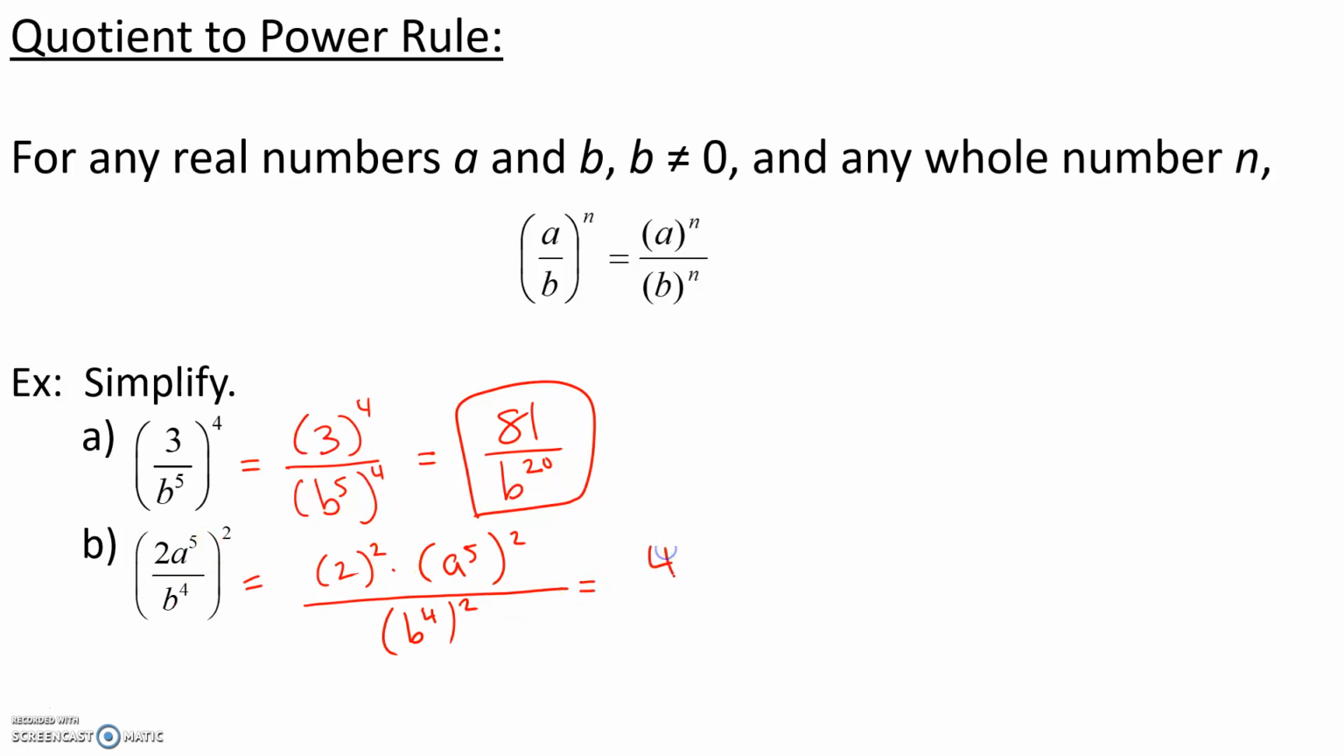2 squared is 4. a to the 5th to the 2nd power, we would multiply the 2 powers. That will give us a to the 10th. b to the 4th to the 2nd power, we would multiply the 2 powers. That will give us b to the 8th. And this will be our final answer. So once again, take each individual factor and raise it to the 2nd power.